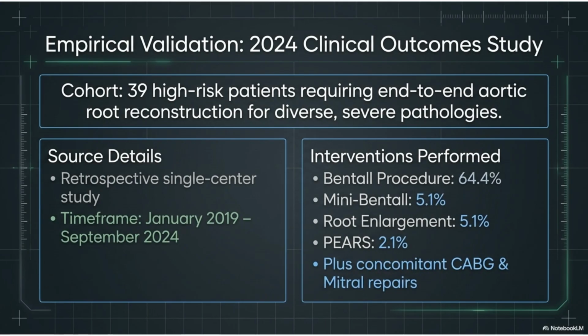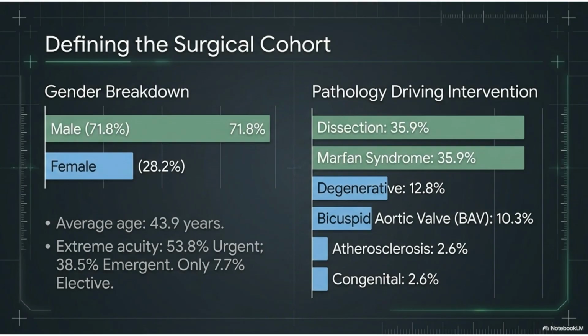The 2024 clinical outcomes study involves a cohort of 39 high-risk patients requiring end-to-end aortic root reconstruction for severe pathologies. It is a retrospective single-center study spanning January 2019 to September 2024. The surgical cohort was predominantly male at 71.8%, with an average age of 43.9 years.